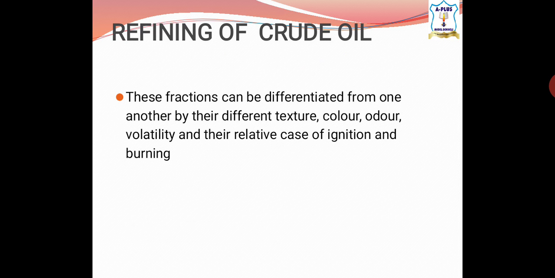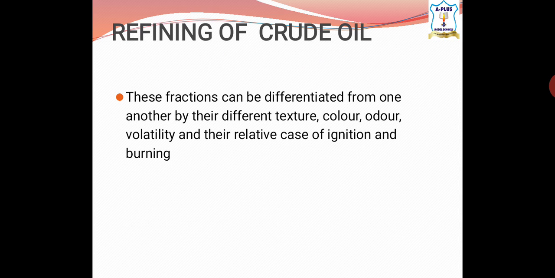These fractions can be differentiated from one another by texture, color, odor, volatility, and their relative ease of ignition and burning. Let me quickly explain this. If you can mention different examples of fractions of crude oil, we have petrol, we have kerosene, we have gas, we have diesel. The texture of petrol is different from the texture of diesel. If you touch it, the color is different. I think diesel is darker than petrol.